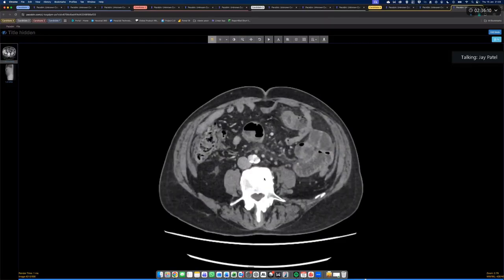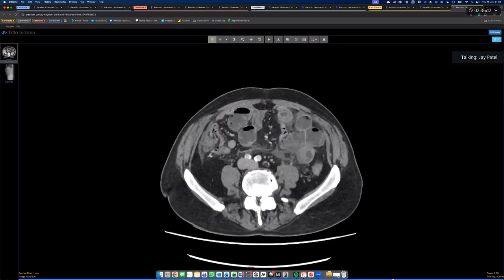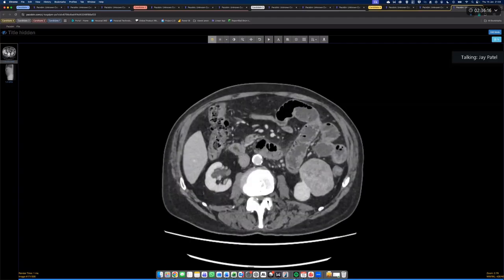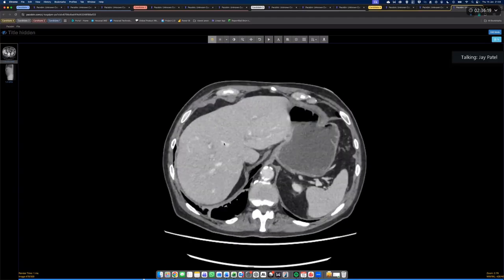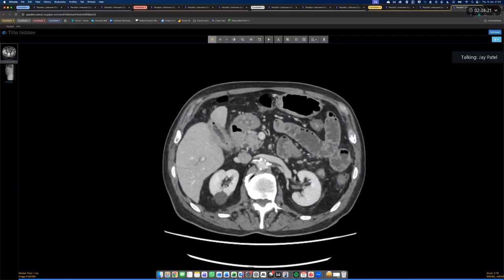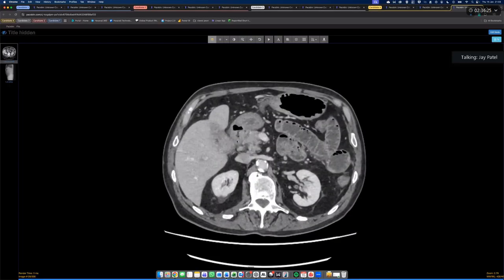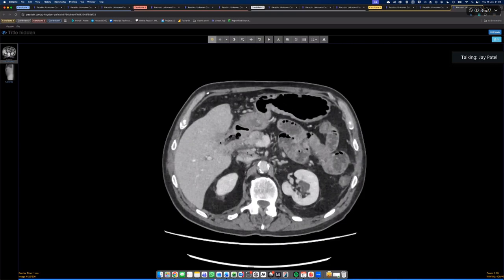So absolutely right, spot on. Gallstone ileus, classic case. As soon as you see a choledocho-duodenal fistula like this, big old tract, straight away just scroll down and start looking for a gallstone, especially if there's dilated bowel loops.